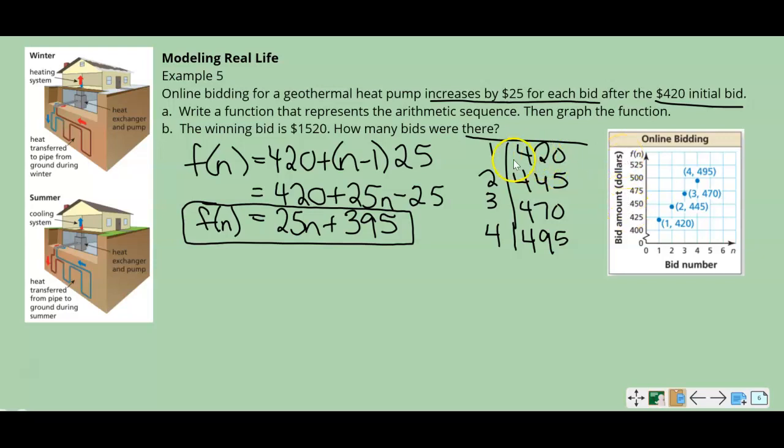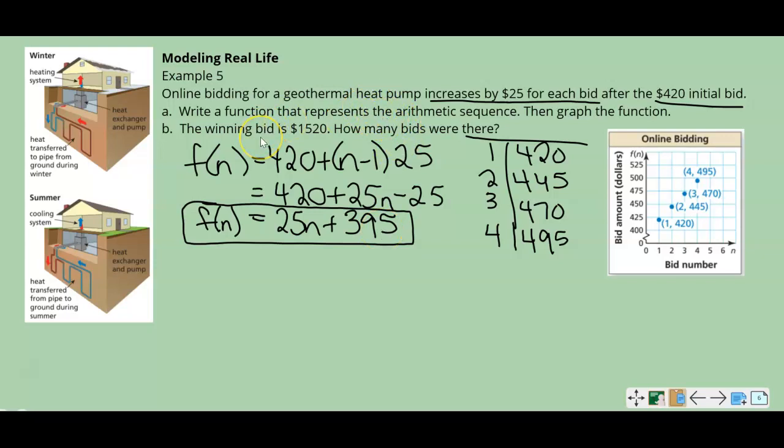Since the first bid started at 420, you can see they have this little gap right here. So if you put this in here, that just means they're skipping up to 400. So then it goes 400, 425, 450. It goes up by 25 each time. So you can see if you graph those points, 1 and 420, 2 and 445, 3 and 470, and 4 and 495, you can see that represents a linear equation, just like what we have written here. So that's all for part A.